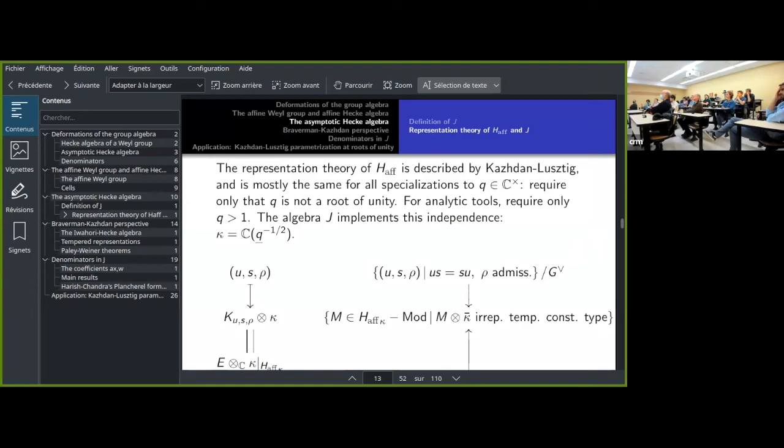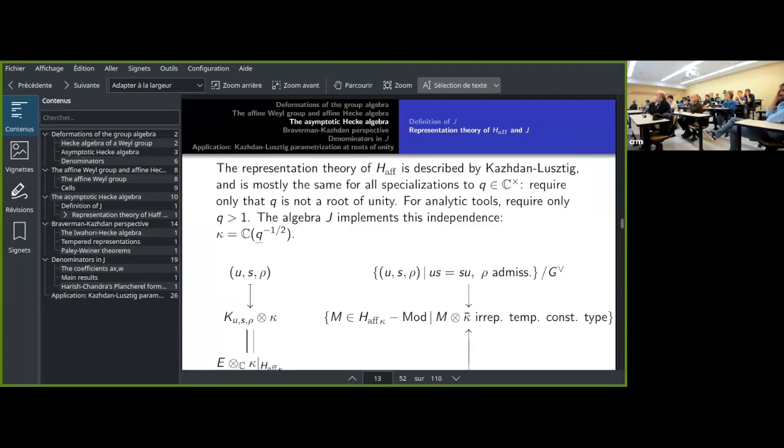Algebra J implements this independence in the sense that, if you know how the Kazhdan-Lusztig classification works, simple modules over J are indexed by exactly the same triples, the same Langlands parameters, as simple representations of the affine Hecke algebra. So a unipotent element in the complex dual group, a commuting semisimple element, and a representation of some finite group, their centralizer. You can prove this classification and see that it really doesn't depend on Q.